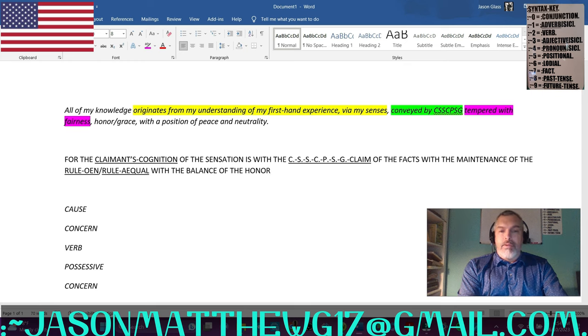Now, I'm going to use a conjunction here. You can write it that way, with the balance of the honor and of the grace. You can also write it like this. That colon would also represent of the grace. You could also write it like this, with the balance of the honor and grace. Or you could write it like I wrote rule one, rule equal, like that. But in this case, for sake of knowledge cultivation purposes, I'm going to write it like this.